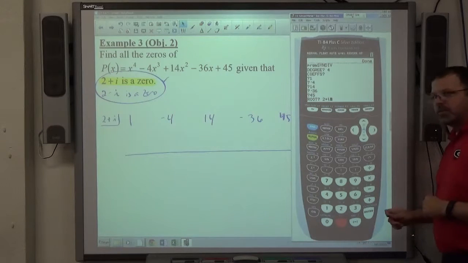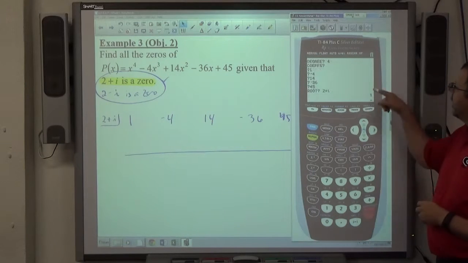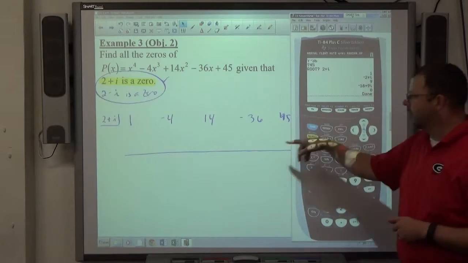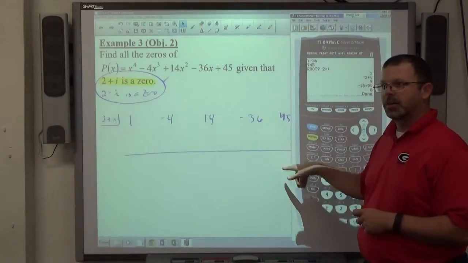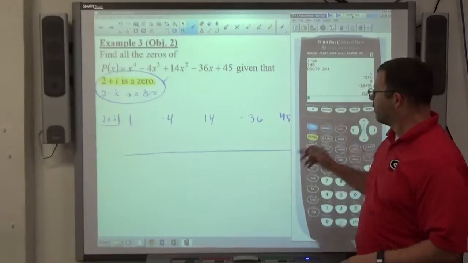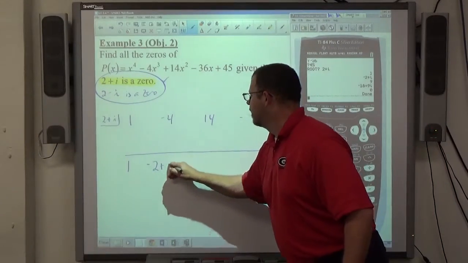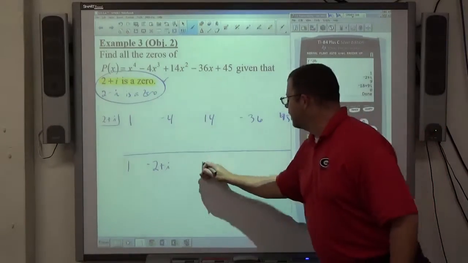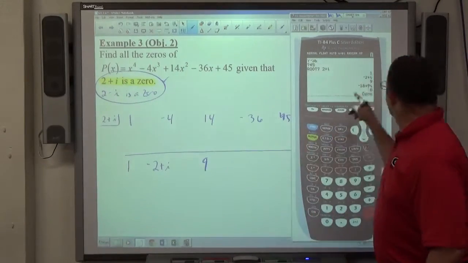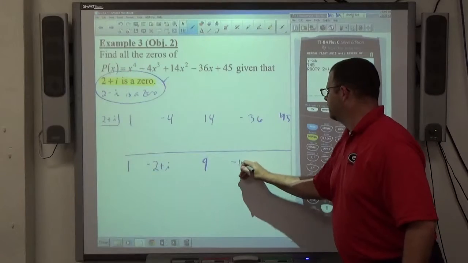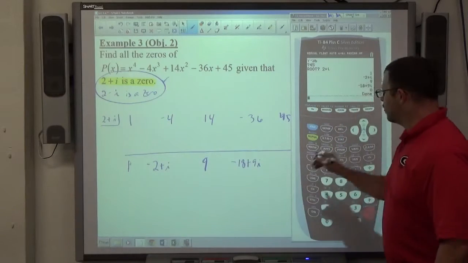Okay, what SynDiv is going to do when you hit enter is it's going to give you, right here, a list of what goes down here, one at a time. So the first number is 1, the second number is negative 2 plus i, the third number is 9, the fourth number is negative 18 plus 9i, and the last number is 0.